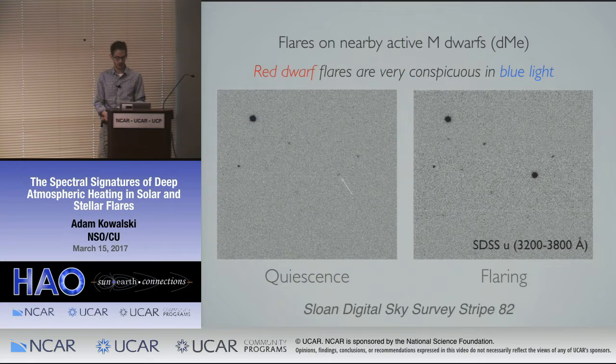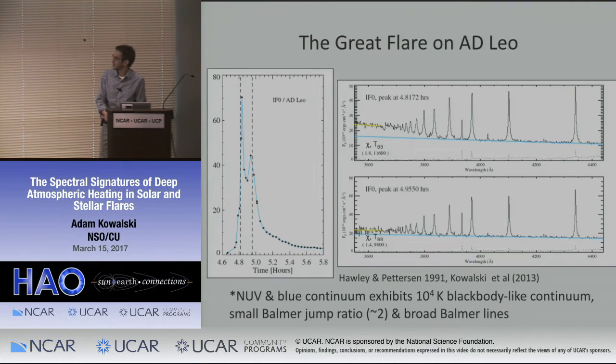So we don't have such glorious movies of M dwarf flares. Here's an M dwarf not flaring in the U band. And then on the right, the M dwarf flaring by 5 magnitudes, or a factor of 100. So that's a much more energetic flare than we've ever seen on the sun. We have detailed spectral characterization of M dwarf flares.